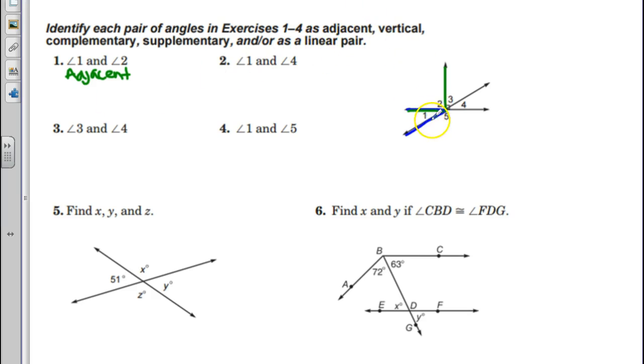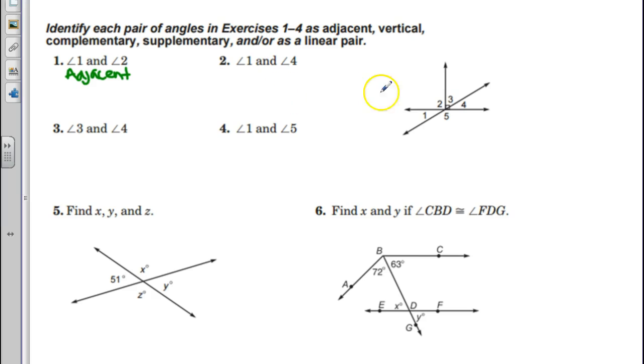Next question, are they complementary? Do I know that these two angles add to be 90 degrees? Well, no, it's actually over 90. And they aren't supplementary either, because to be supplementary, this would have to be coming out this direction for the back side of angle number 1. So that's not happening. So that's it. They're just adjacent angles. All right, let's move on to number 2.